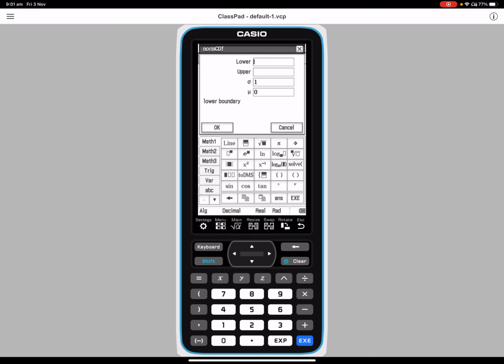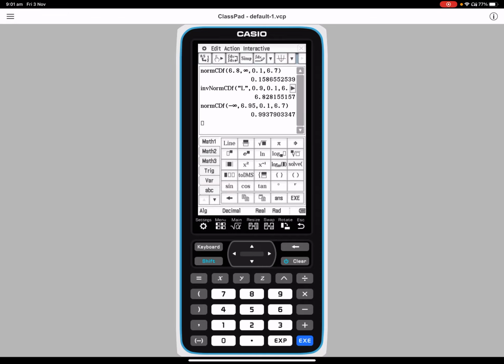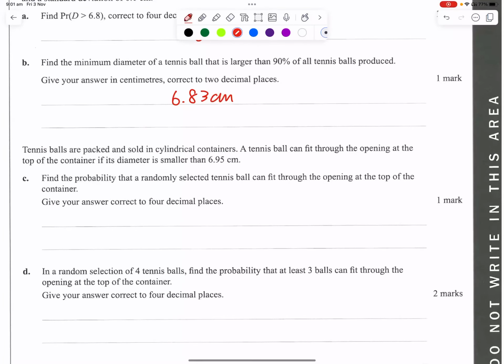So from negative infinity to 6.95, with mean 6.7 and standard deviation 0.1, we get 0.9938.